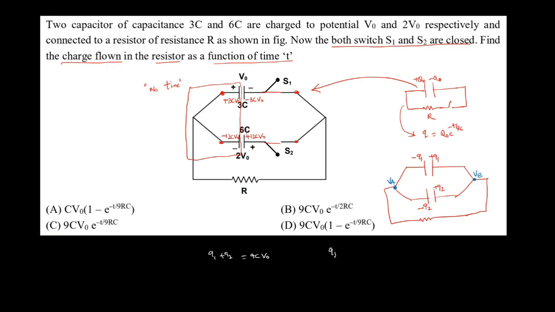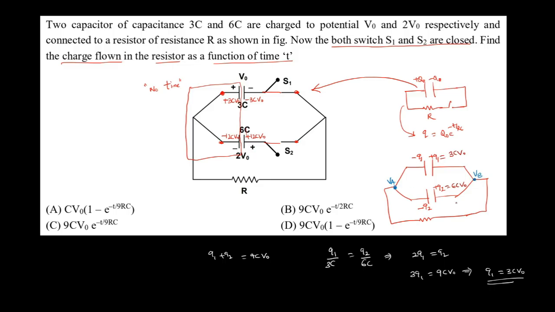So I can write that Q1 by C1, which is 3C, is equal to Q2 by 6C. Then 2Q1 is equal to Q2, and replacing Q2 with 2Q1, 3Q1 is equal to 9CV naught. Then the Q1 value becomes 3CV naught. So one charge will be 3CV naught and the other charge will be 6CV naught. Obviously this is minus and this is also minus of similar values.